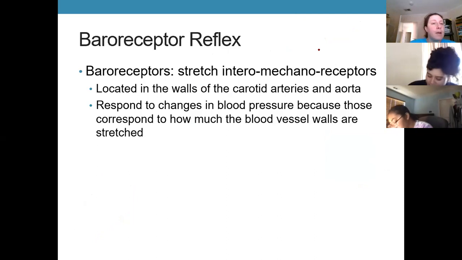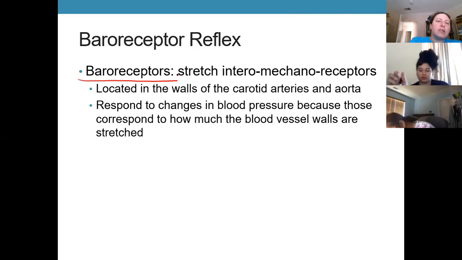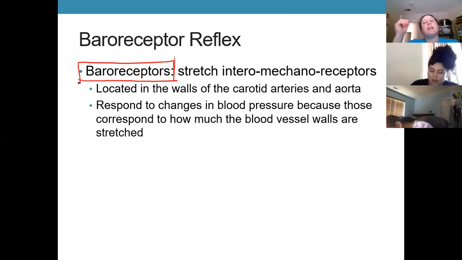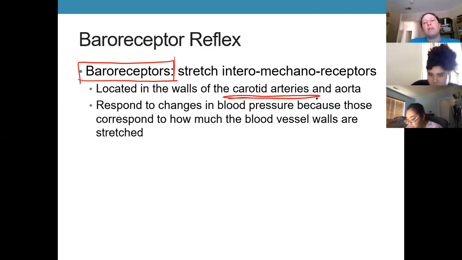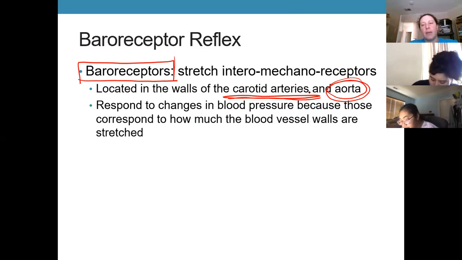No? Okay. So the other one we're going to look at is the baroreceptor reflex. And the baroreceptor reflex is one of the ways that blood pressure is regulated. So baroreceptors are stretch receptors located in blood vessels. In particular, the ones we care about are in the walls of the carotid arteries, so the arteries that run up our neck and supply our brain with blood, as well as the aorta, so the first artery coming off of the heart.